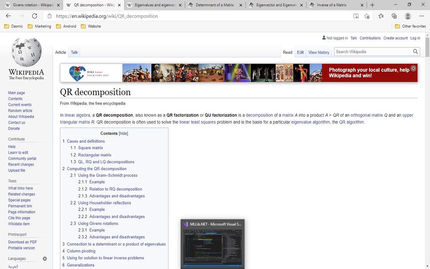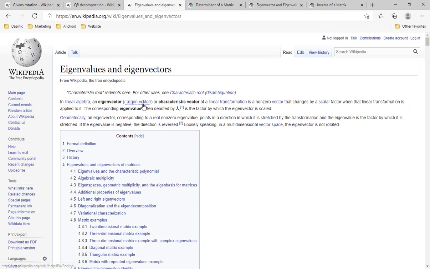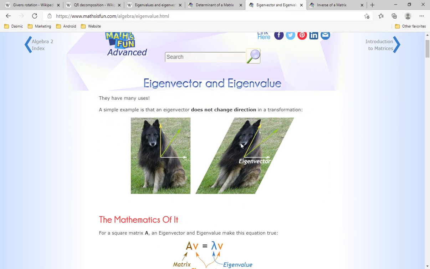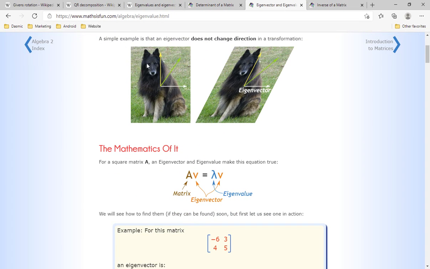In fact, Google's initial search algorithm used to rank pages based on their eigenvalue. Now what is an eigenvalue and eigenvector? So here's a definition from Wikipedia. Essentially what you're looking at is, when you multiply a matrix by its eigenvector, it returns the same eigenvector multiplied by its eigenvalue. So actually let's take a look at the Math is Fun definition, which I find to be a little bit better than Wikipedia. This is a matrix transformation of an image. So if you transform it, you can change the direction using an eigenvector.